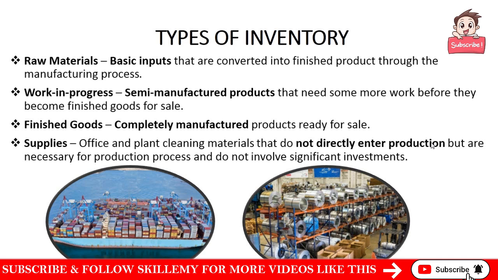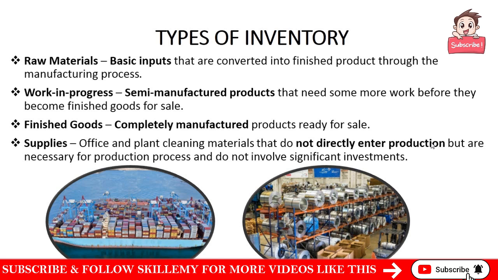The second type is work in progress. Work in progress means semi-manufactured product that needs some more work before it becomes a finished good for sale. It means that it is not raw material and it is not finished good. Between these two, it is called work in progress. If you look at the garment factory, the cutting, then sewing and quality checking, then packing. These progress items are called work in progress, right?